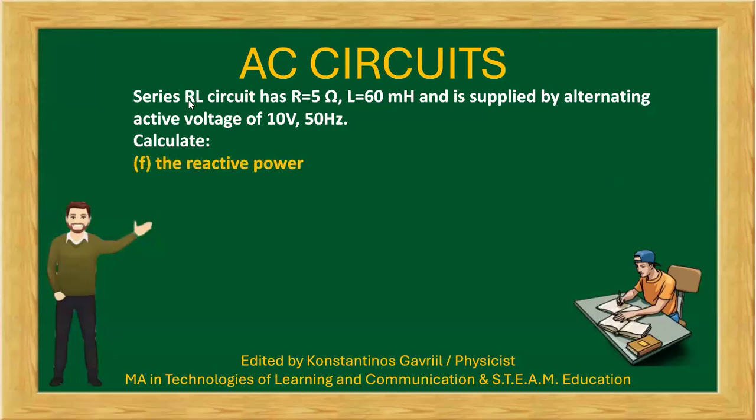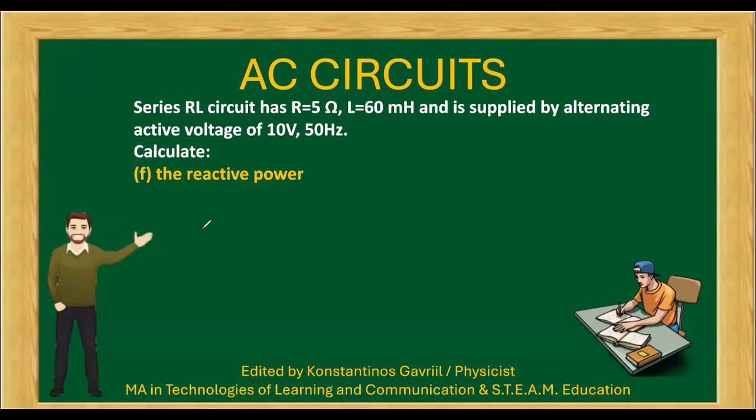We have now the reactive power. The reactive power is actually a power that we do not want to have in a circuit because it has no use. The reactive power is symbolized by Q, and it equals VRMS times IRMS times sine theta. So we substitute 10 times 0.5 times.